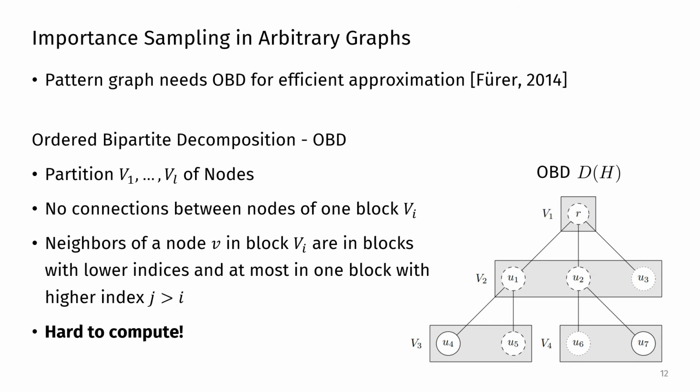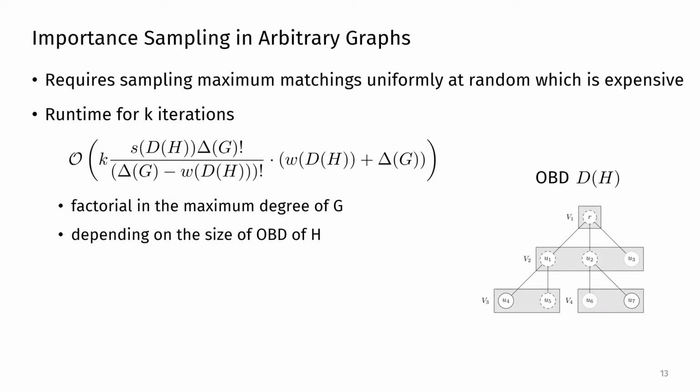That is, if you can partition your nodes into blocks V1 to VL, where there is no connection within a block. For each node within a block Vi, there's only one connection from this node to any previous block, and all other connections are to subsequent blocks. And of course, computing such an OBD is hard. Moreover, the approach requires sampling a maximum matching uniformly at random, which is expensive.